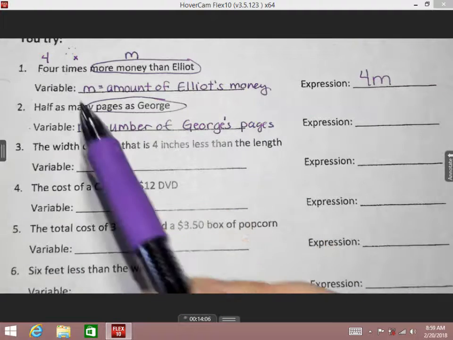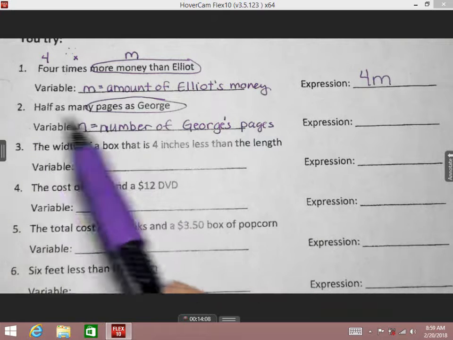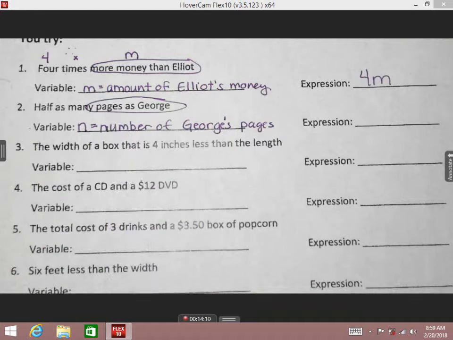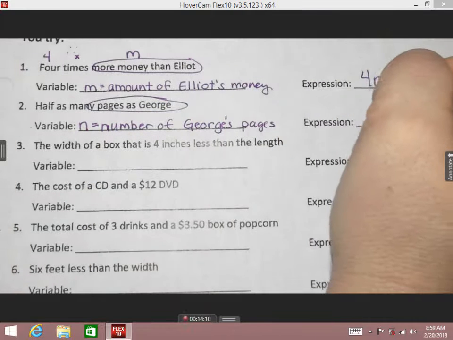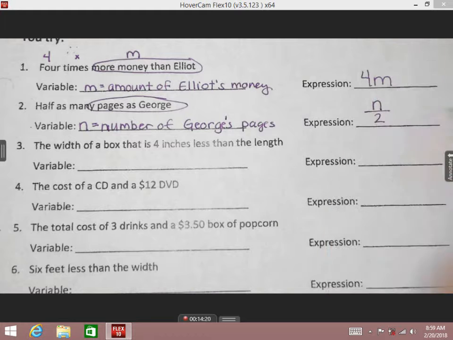All right, so now let's figure out, what am I going to do for this? Half as many pages as George. So how do I find half of something? Faith? We can divide it by 2. So I can take my number of George's pages and I can divide it by 2. What's another option?